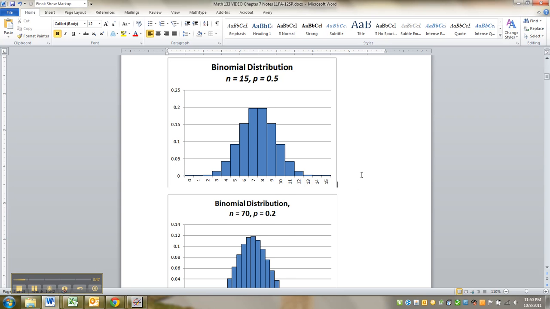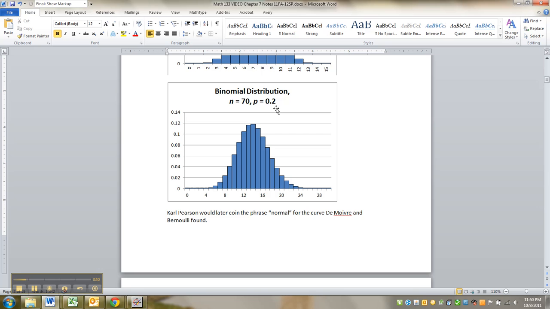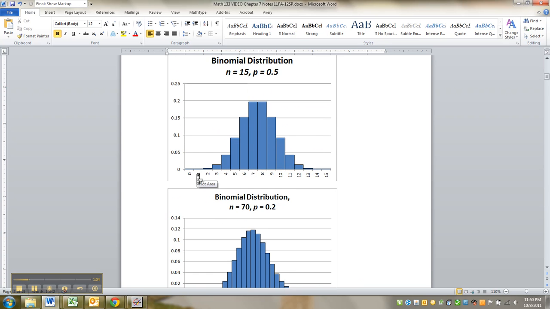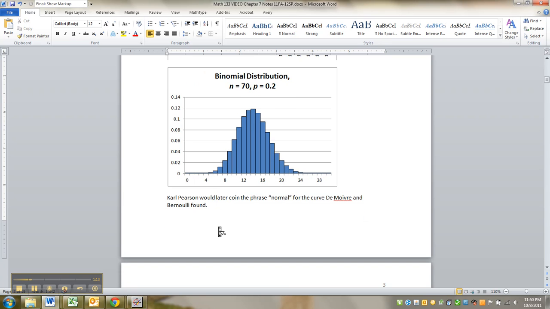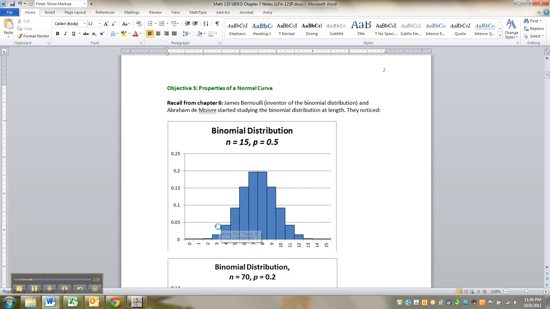See it? And then they noticed that even if they had a very skewed distribution, i.e. p was 0.2 or 0.8 or something like that, really off on the edges for a binomial, but n was really large, they would find this curve happening. It's the same curve shape that they saw up here. Karl Pearson would later coin the phrase normal for this curve. And so it's called the normal curve, aka the bell curve or the bell-shaped distribution.